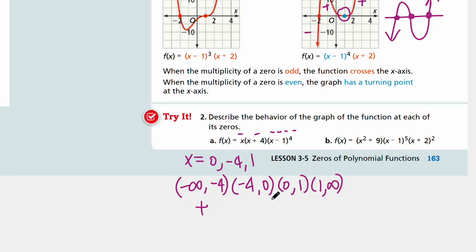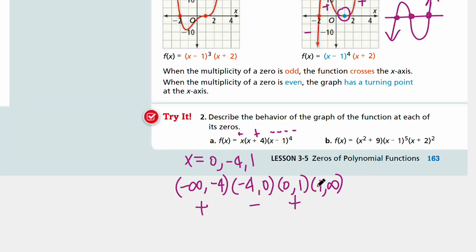And then -4 to 0. So let's say -1. That's -1 and that's positive. And then that's 0. Wait, no, that's negative. So negative, negative, negative, negative. And so it's going to be positive times negative. So this is going to be negative. And then this one, 0.5. So that's positive. And then that's positive. And then that's still negative. But negative times negative times negative times negative is going to be positive. So this is going to be positive.